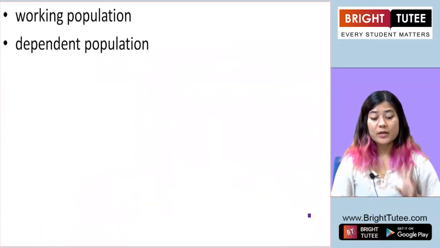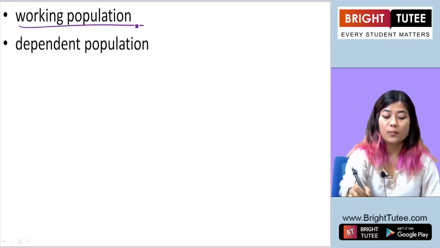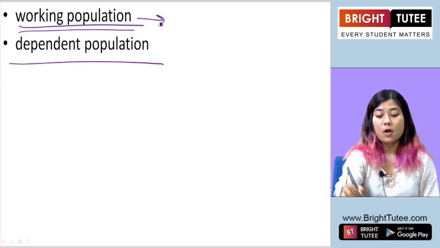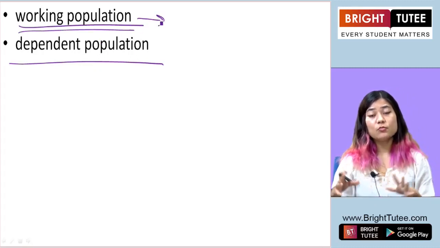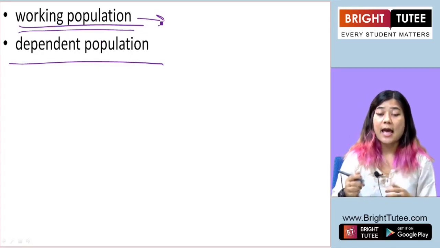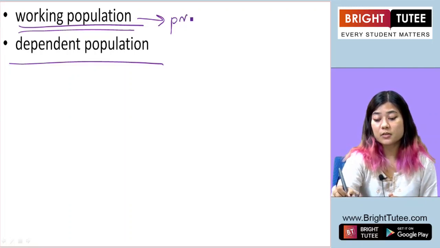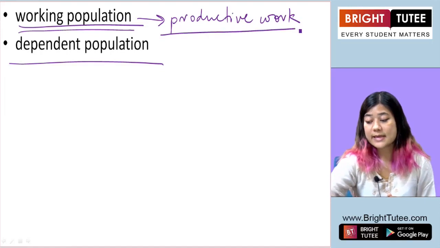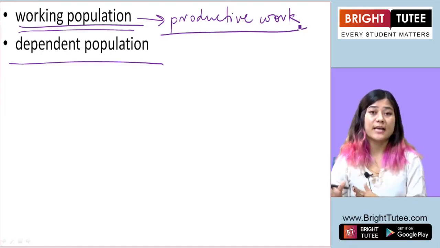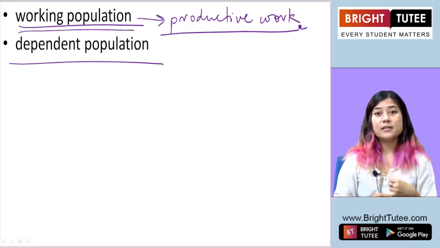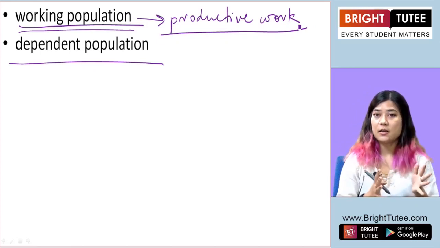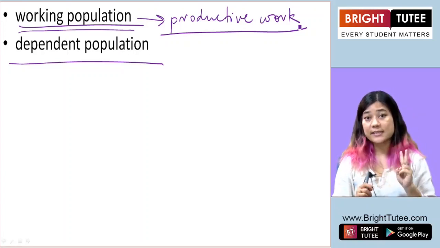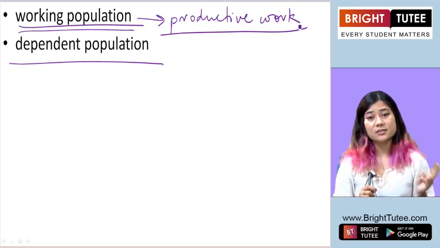Now, with this age, we understand two things. One is working population and the other is dependent population. What is working population? Working population are people who are put together in a category and they can be involved in productive work. They can work, they can produce goods and services. Obviously the people belonging to this category are the people who belong to the second age group, the age category that we just studied.